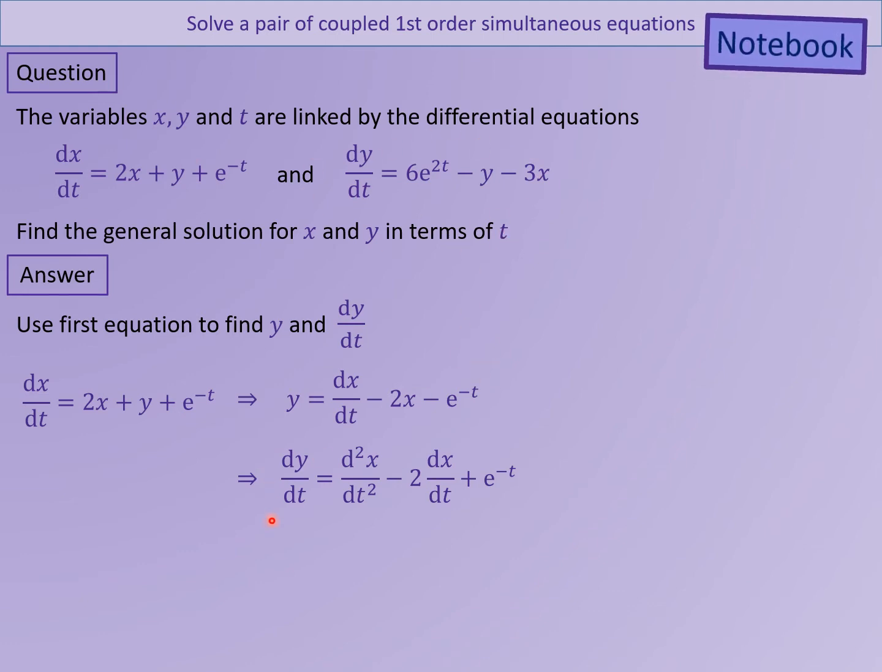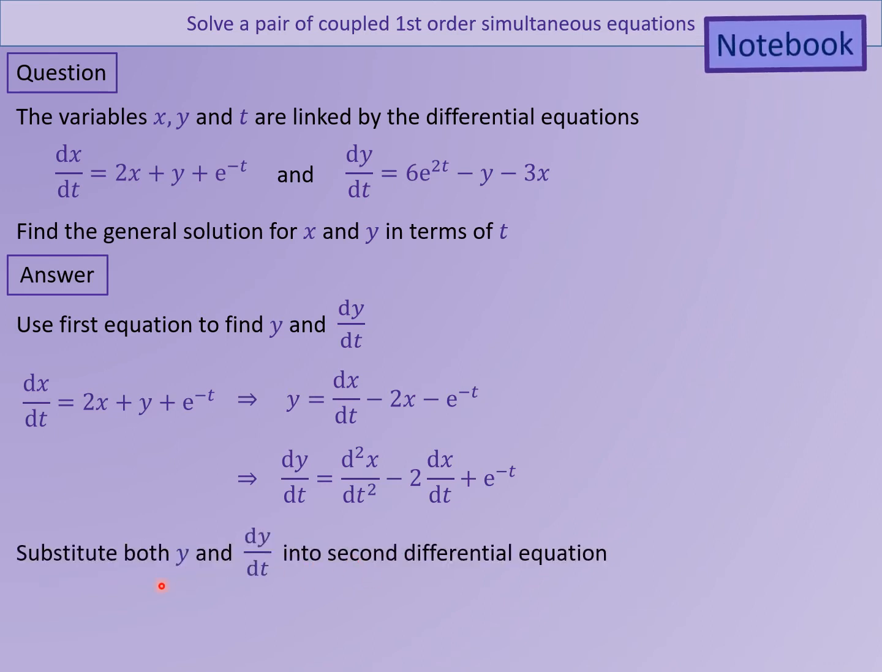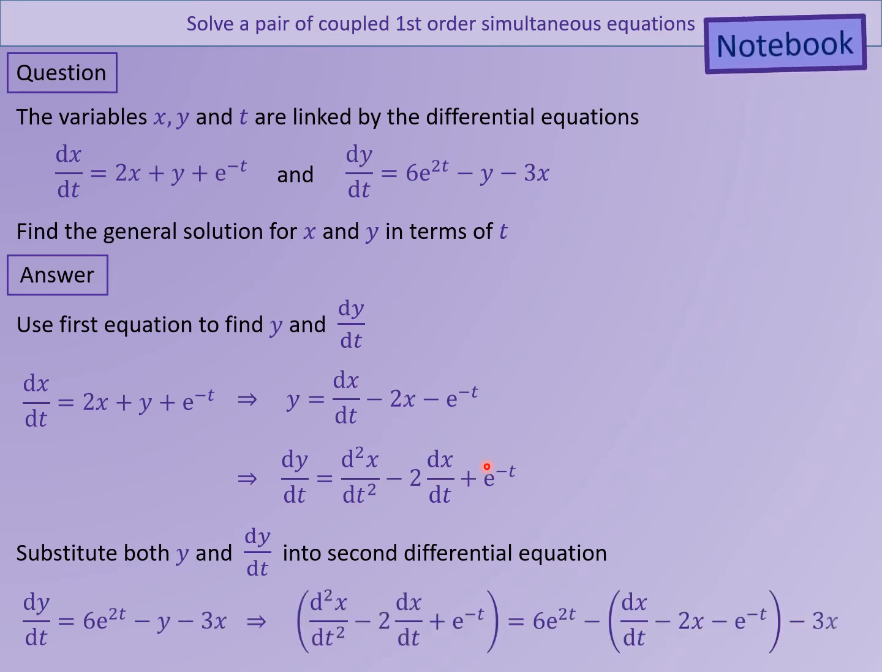So I've differentiated it. dy over dt equals d squared x over dt squared, and so on, minus 2 dx over dt plus, so remember I'm differentiating this in terms of t, plus e to the minus t. Okay, right then, once we've got that part, now what we can do is substitute both those parts back in. So we've got the y value, we've got the dy over dt, we can substitute both those back into here, and lo and behold, it will cancel out the y values. So there we go. Look, there's no y values in our equation.